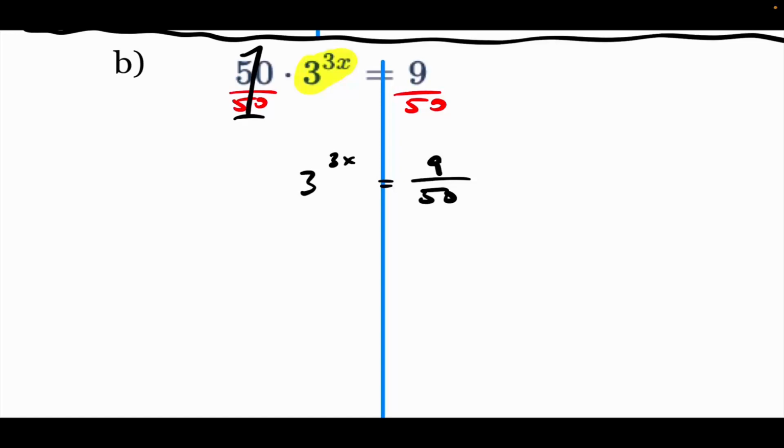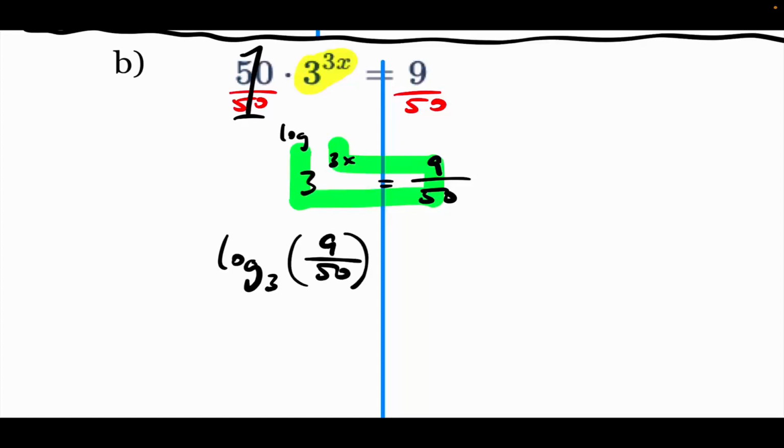Step 2, change, bring a log. So you're going to bring the L. L always starts with a log. So it's going to be log with a base of 3, so the 3 is going to go down under. Parentheses, 9 over 50 equals 3 times x, because that's the order in which the L hit the numbers. Okay, that was step 2.